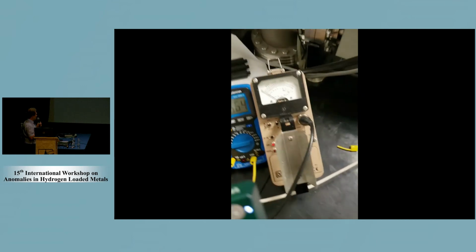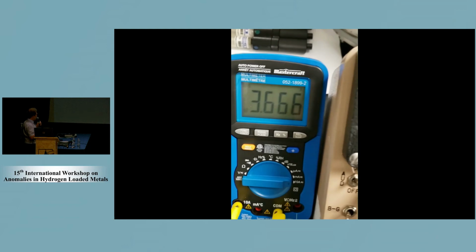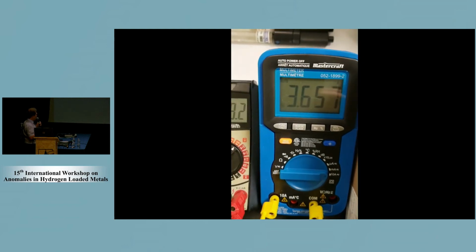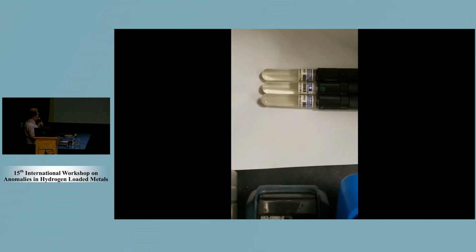The counter scale. This ammeter shows the current to the specimen. This is the AC current. This is the voltage, the voltmeter. Okay. And here, three bubble detectors for neutron detection.